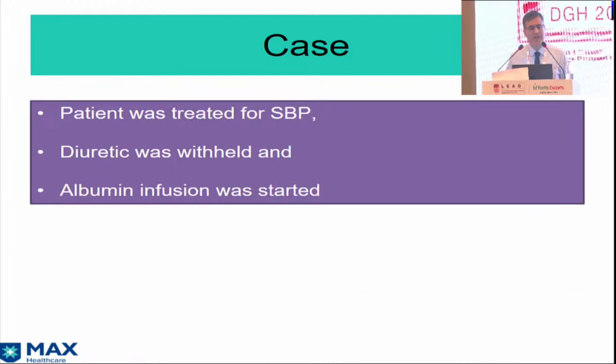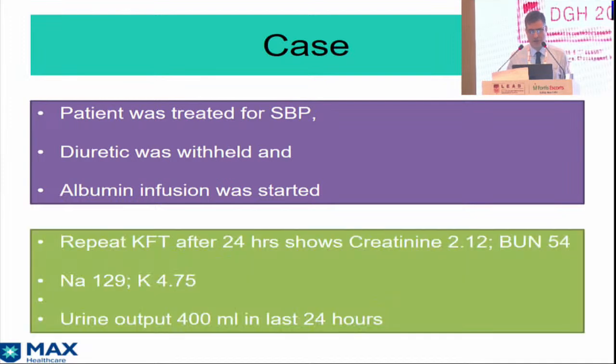Treated for SBP, diuretics withheld, albumin infusion started. Repeat KFT after 24 hours showed a creatinine of 2.12, sodium of 129, low urinary output, 400 ml in 24 hours. So now it is truly HRS-AKI. After resuscitation there was no improvement, in fact there was worsening.